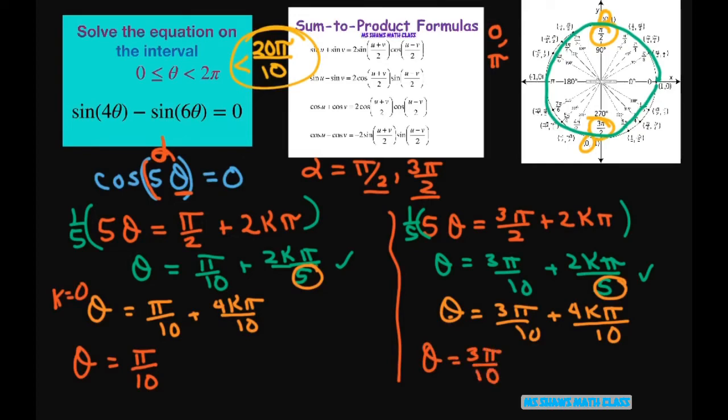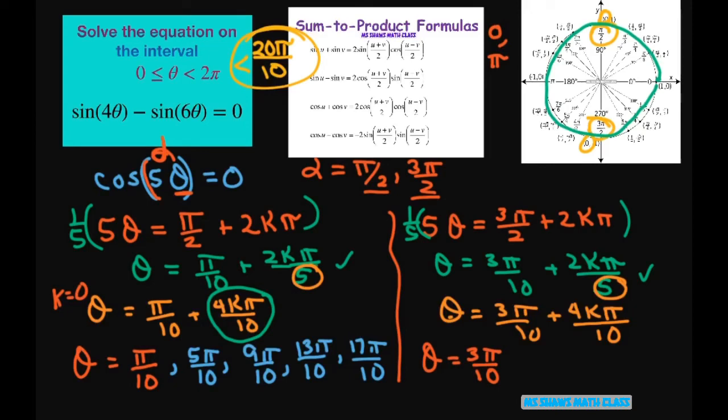So if k is 1, what you're doing is you keep adding 4 pi divided by 10. So this is 5 pi divided by 10. Then if I add 4 to that, that's going to be 9 pi divided by 10. If I add 4 to that, it's 13 pi divided by 10. Add another 4, that's 17 pi divided by 10. If I add another 4, I'm going to be too high. You could simplify this one to pi divided by 2.